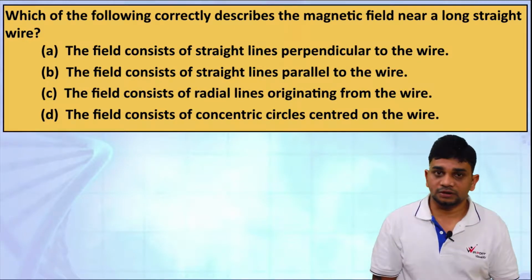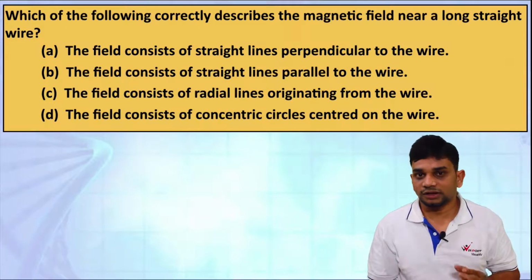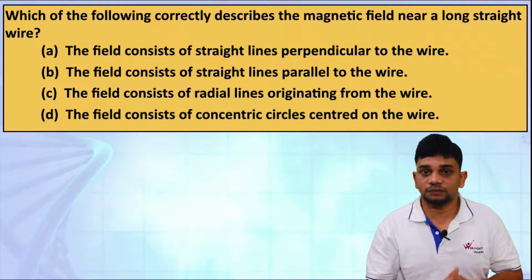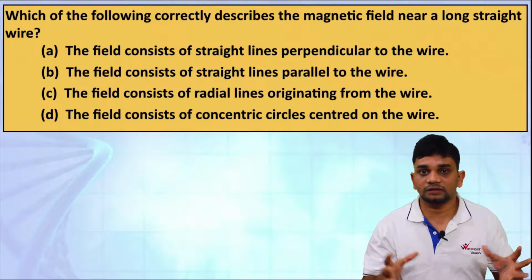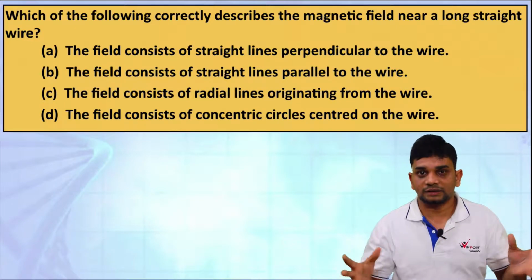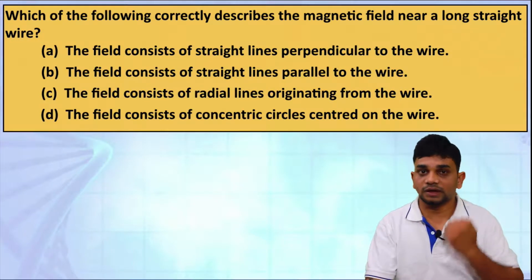Before reading the option, you can think about the answer. Around a long straight wire there will be a circular magnetic field, and those circular magnetic fields are concentric circles, right? These circles are concentric: small one, big one, and bigger one, like that. Now we can read the options.